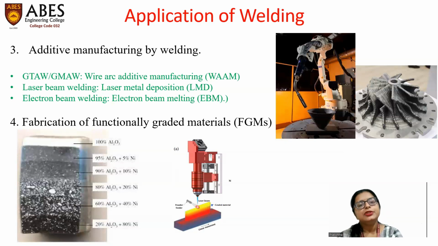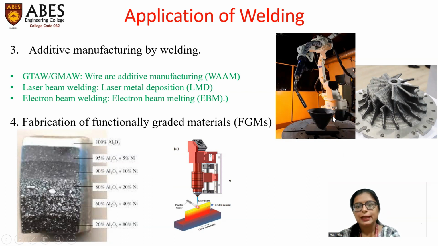Apart from the traditional applications of welding, there are some very innovative applications of welding. One of them is additive manufacturing by welding. Additive manufacturing is the manufacturing or creating of some part by depositing the material in a layer by layer fashion. I'll give you one example with the help of this image.